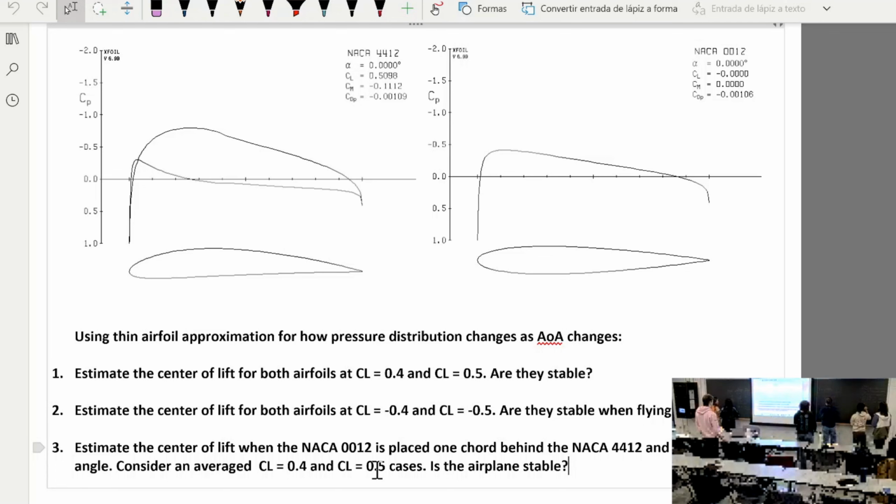So stable or unstable cannot be assessed from a single angle of attack or single lift coefficient. You have to see the trend. When you increase the angle of attack, which also means you increase the lift coefficient, 4412 is unstable, but 0012 is neutrally stable, because it doesn't change.